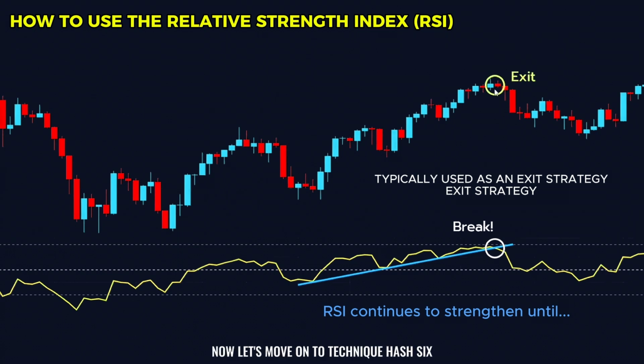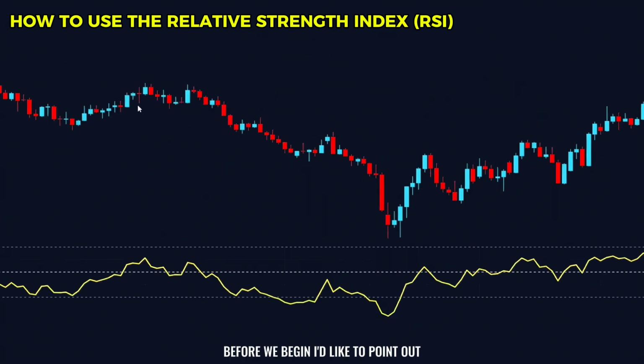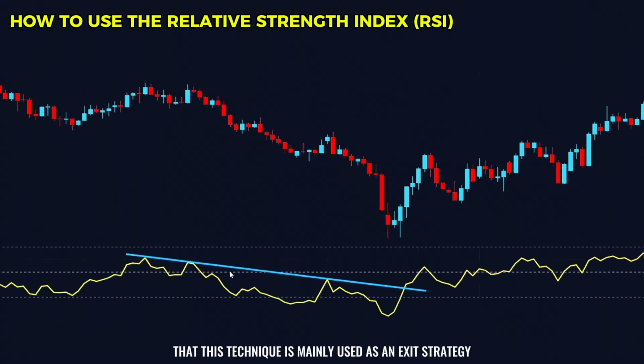Now let's move on to technique #6, which I call trend line break. The trend line here is not drawn on the price chart. Instead, it's drawn on the RSI. Before we begin, I'd like to point out that this technique is mainly used as an exit strategy. It helps us determine when to exit a trade. Let's start with an uptrend.